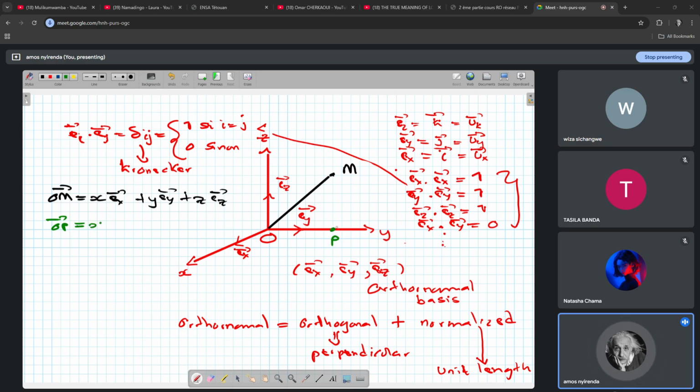OP is going to be equal to say x. Normally here, because P is on the y-axis, the value for x is 0. The value for x on the y-axis is 0. Remember. So 0 EX, and then plus on the y-axis, but we don't know the length here, so we just say y EY, and then plus, what is the value for z? The value for z on the y-axis is 0. So you put 0 EZ, like so. Now finally, the vector OP here is going to be equal to y EY. In general, this is the formula that gives us the position of any point in space. Is that okay?